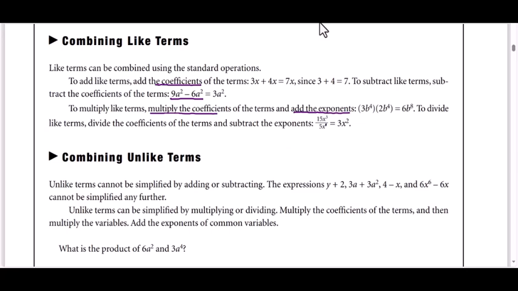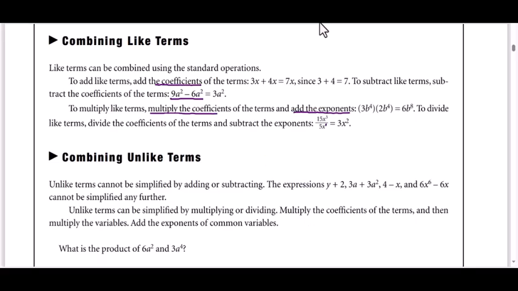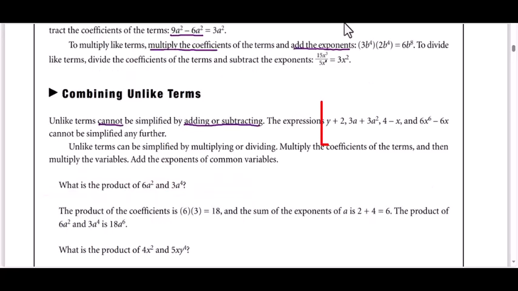The next thing we want to note is combining unlike terms. Now unlike terms cannot be added. Yes, we cannot add or subtract unlike terms. I want you to note that. So look at this: y plus 2 are different terms. They can never add. 3a plus 3a squared, different terms. They can never add or subtract. But however, we can multiply or divide unlike terms. So we have to multiply the coefficients and also divide the coefficients.